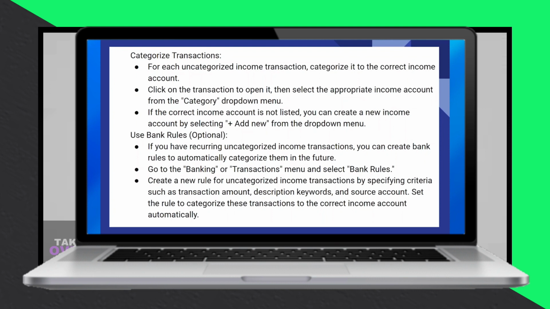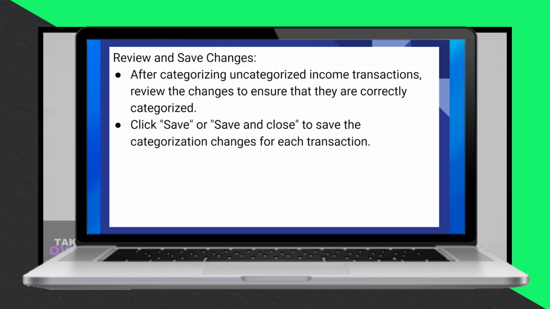After categorizing uncategorized income transactions, review the changes to ensure they are correctly categorized. Click Save or Save and close to save the categorization changes for each transaction.